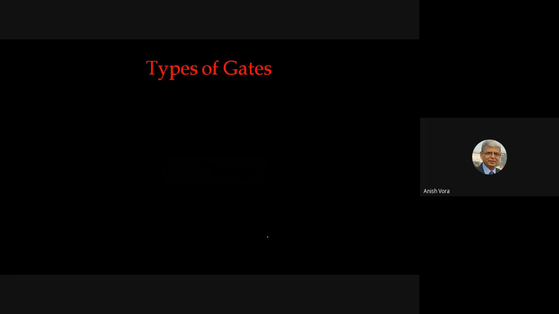Now we have types of gates. So as I said, we have different 7 types of gates. 3 gates are known as basic gates, that is AND, OR and NOT. NOT એટલે inverter, right? So these three are known as basic gates. And બધું જ function આ basic gate ની મદદથી થતું જ હોય છે. So that is why it is known as a basic gate.